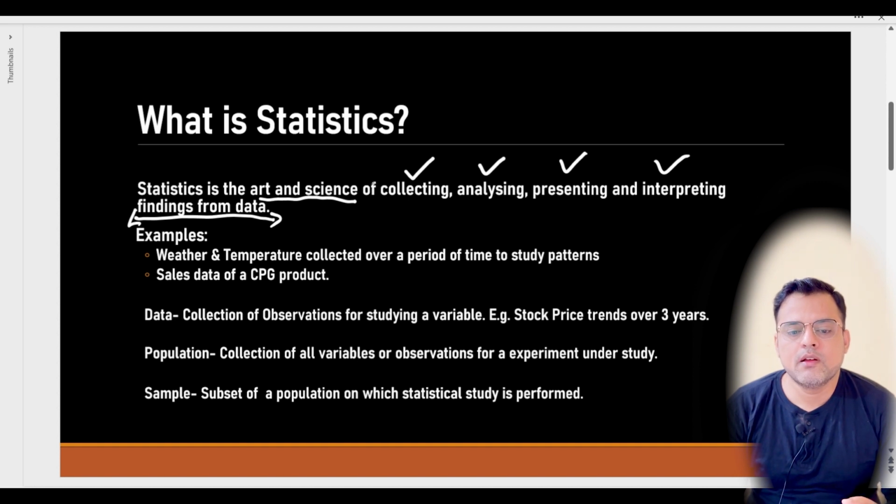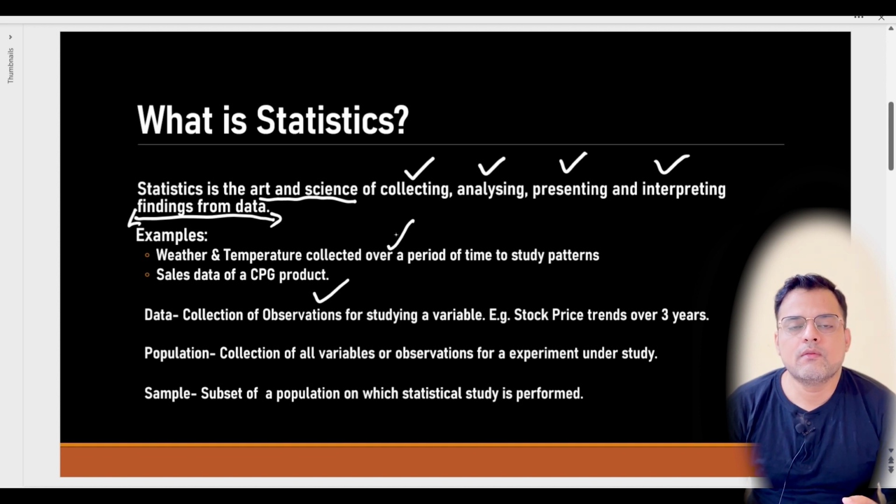For example, if we have a sales company and we are collecting data for product sales over a period of time, we can study how the product is moving, how the sales are happening over a period of time. Most of the weather agencies or temperature agencies collect weather data and temperature data over a period of time to study the patterns in the atmosphere. So any kind of data collection, analyzing, presenting and interpreting findings from data is called statistics.